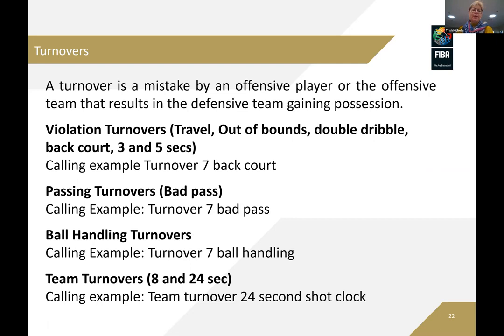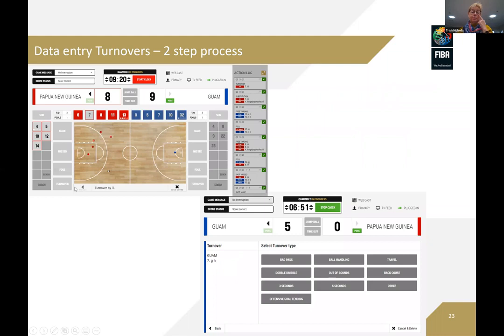There's a couple of options where it becomes a team turnover. A team turnover is 8 seconds in the backcourt, because it is deemed that the entire team is responsible for looking after the ball and getting the ball into the front court. And a 24-second shot clock violation is also a team turnover, because the entire team is responsible for scoring baskets. So the entire team have 24 seconds to shoot the ball. And if they don't get that shot away and the referee calls a 24-second shot clock violation, then we will give that to the team in control of the ball.